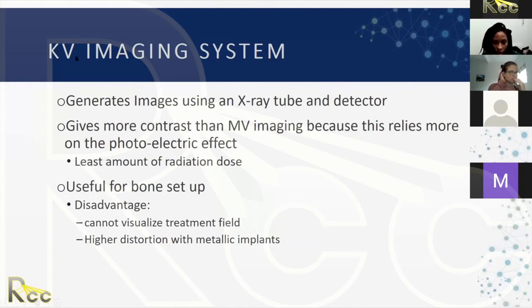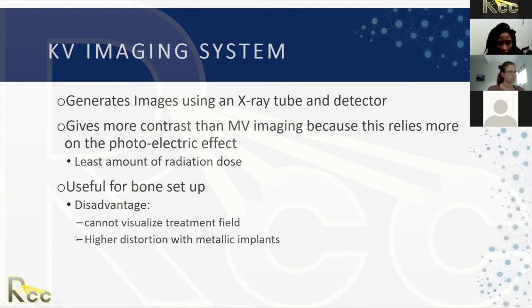So I'm going to move into the KV imaging system. Most linear accelerators will have a KV X-ray tube and detector mounted. Essentially, the KV system gives you more contrast than MV imaging because it relies more on the photoelectric effect. Out of all the imaging modalities that we use, KV imaging gives you the least amount of radiation dose. It's mainly useful for bony setup. We use it for other things as well, but the biggest thing that we use it for is bony setup. The disadvantage, some would argue, is that you cannot visualize your treatment field.